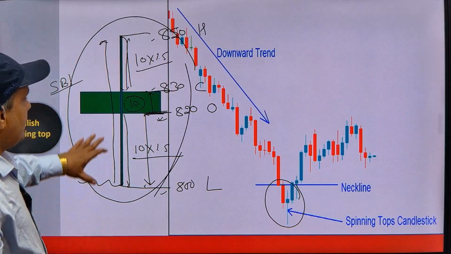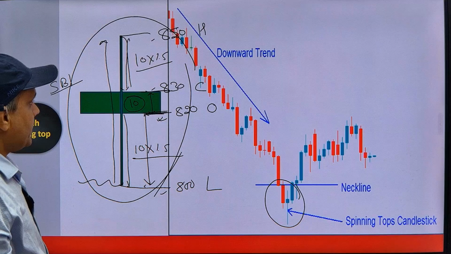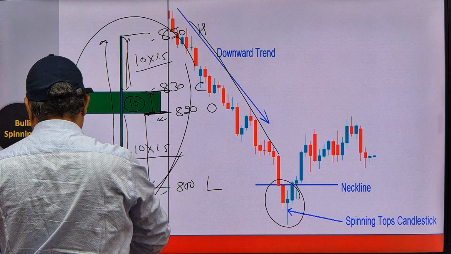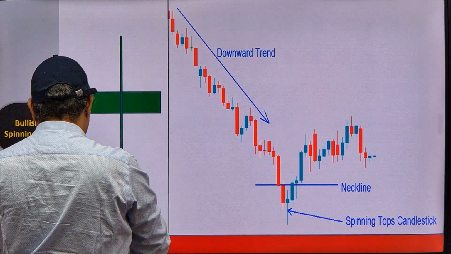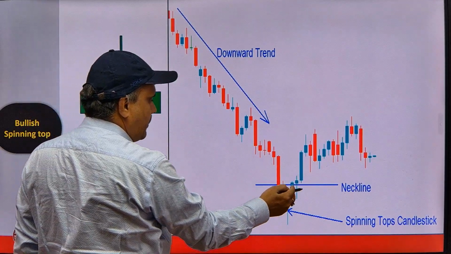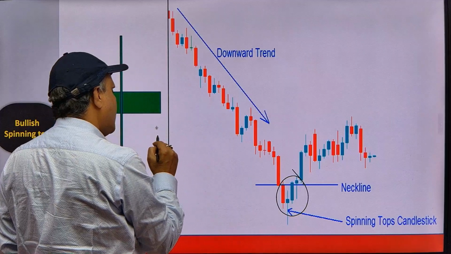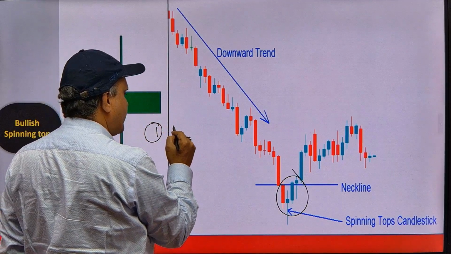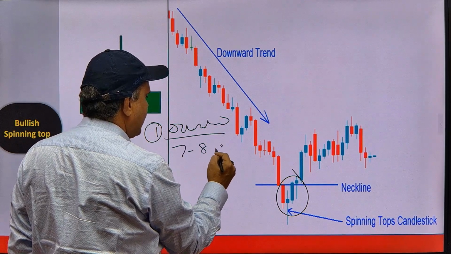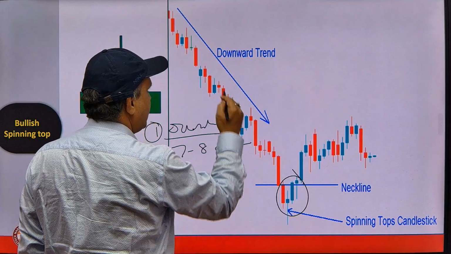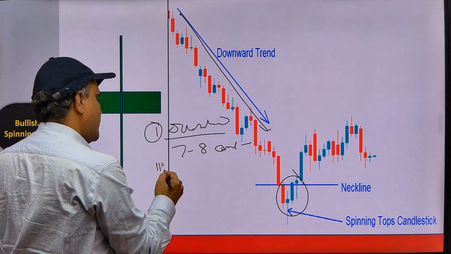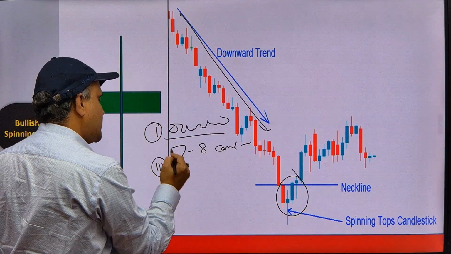This candlestick pattern is known as a bullish spinning top if it is created in a downtrend. Downtrend means we have to remember four things. First, before using it, if you see this type of candlestick pattern when the market was in a downtrend, downtrend means at least 7 to 8 candles should be red, right?